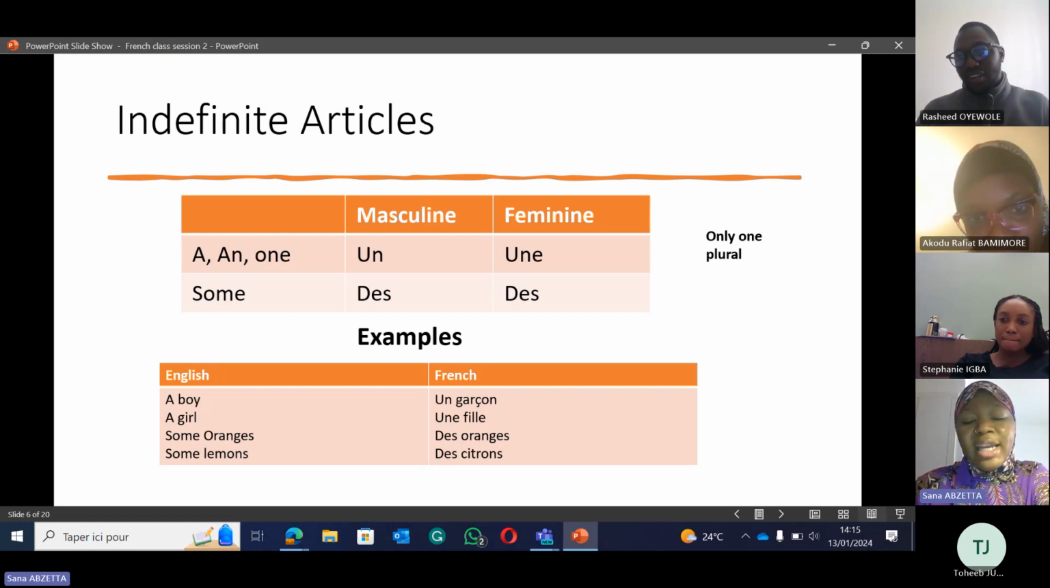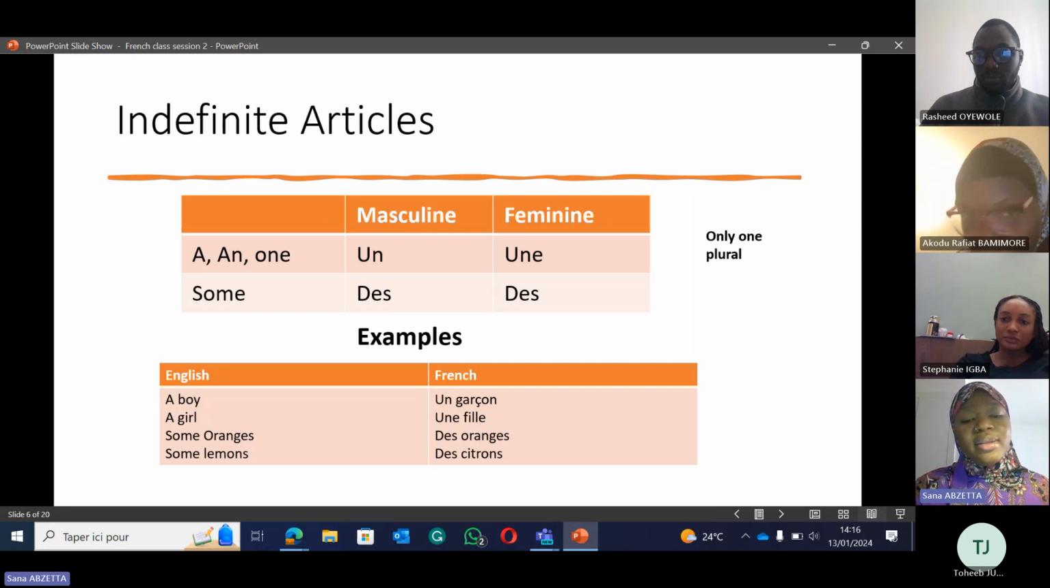It's the same thing as in English, a, but in French it's different. You will say c'est une fille because it's feminine. You will add an e at the end. It's just the differentiation to differentiate a masculine word and a feminine word.